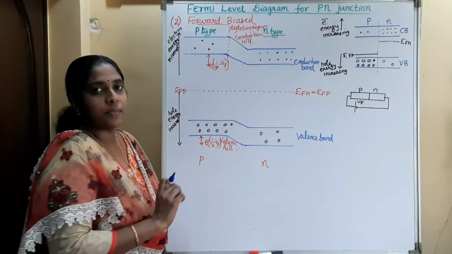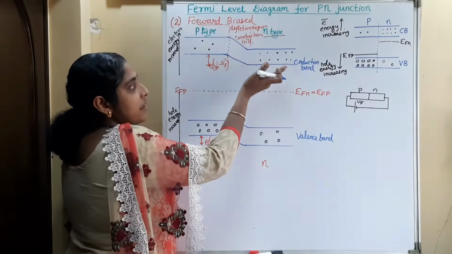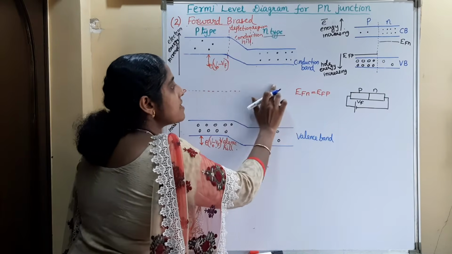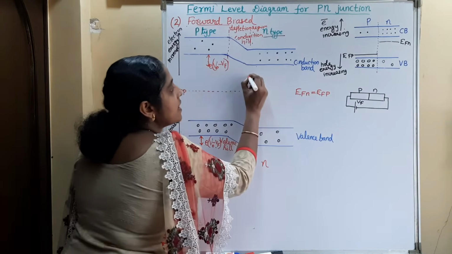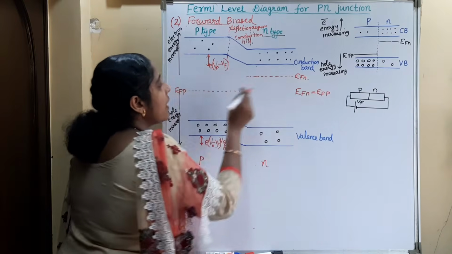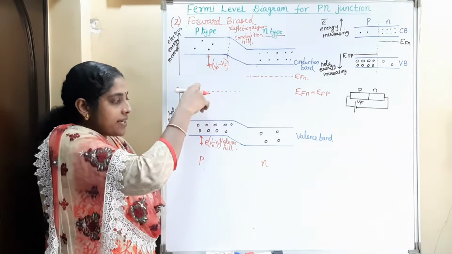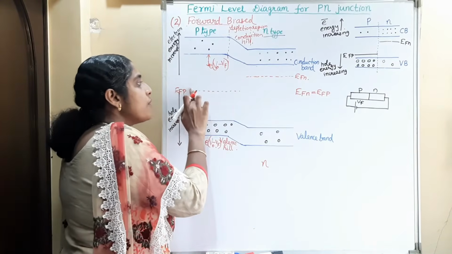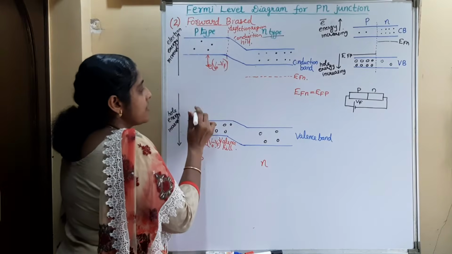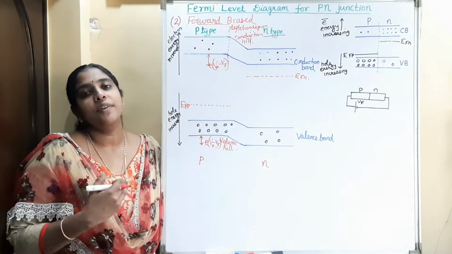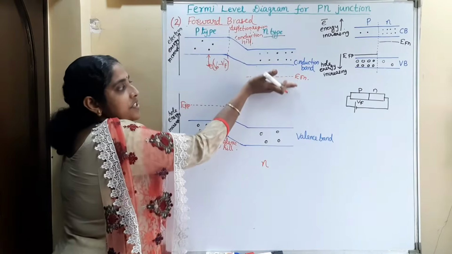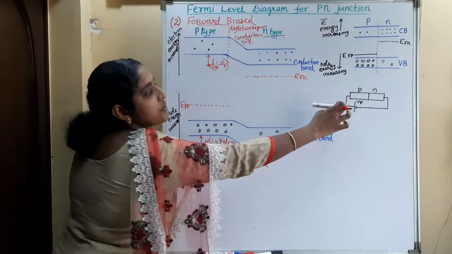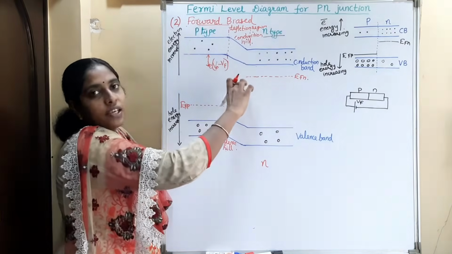Then what happens to the Fermi level position? On the N side, the band structure is shifting upwards. Therefore, the Fermi level on the N side will shift upwards. And on the P side, the band structure shifts downwards. Therefore, the Fermi level on the P side also will shift downwards. So during forward biasing, the Fermi level on the N side shifts upwards and on the P side shifts downwards, and this separation corresponds to the energy of the forward voltage, that is eVf.